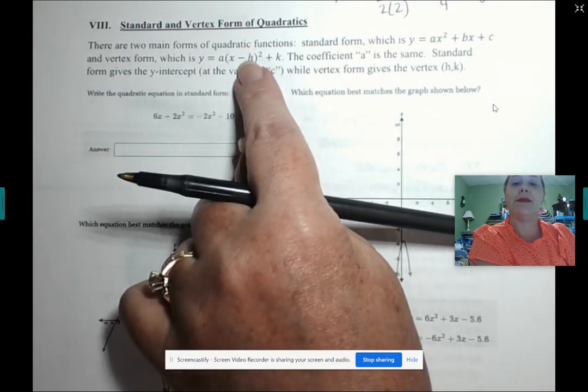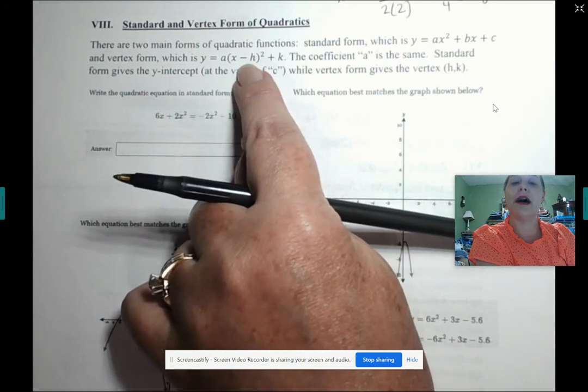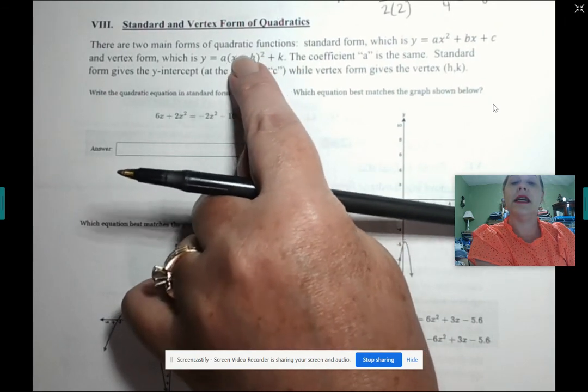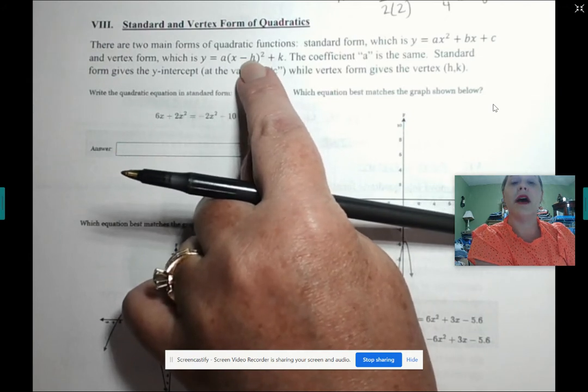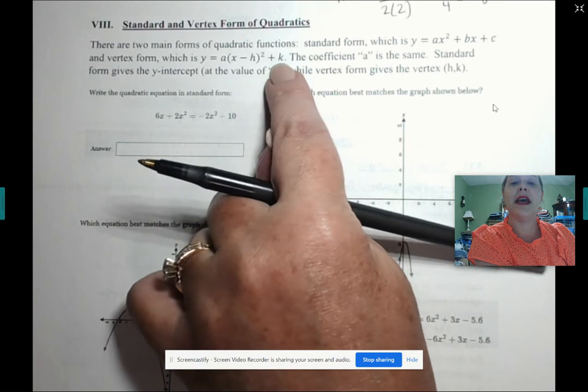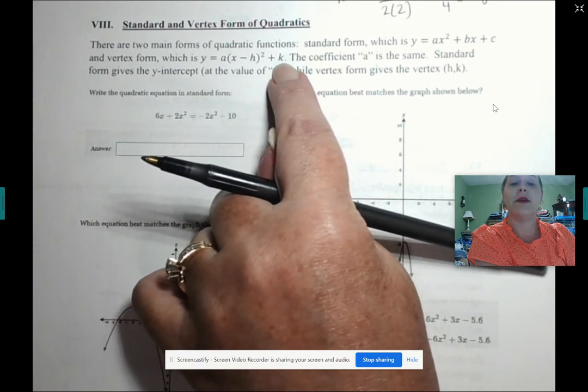Vertex form is very handy because it gives you the coordinates of the vertex, the opposite of whatever you see in the parentheses with x, what's being squared. It's the opposite of that sign, and then it's exactly whatever the k value is.